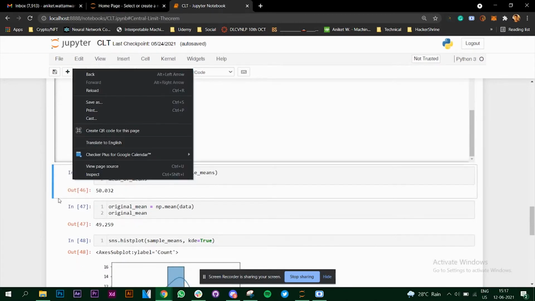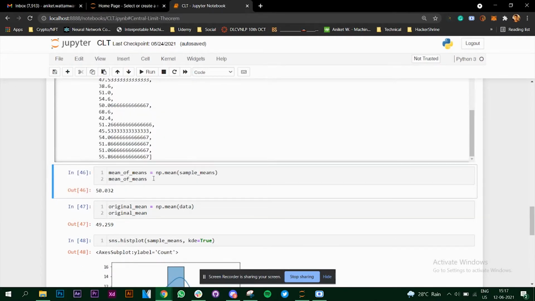Now what we are going to do is we are going to take the mean of all the means that we have taken. So we have 50 means or averages of the sample data, and the mean of that would be 50.03. So I've put that into a variable called mean of the means. All right. Now this is where we are going to check whether this mean is actually approximating to the actual population mean. So the mean of means is 50.